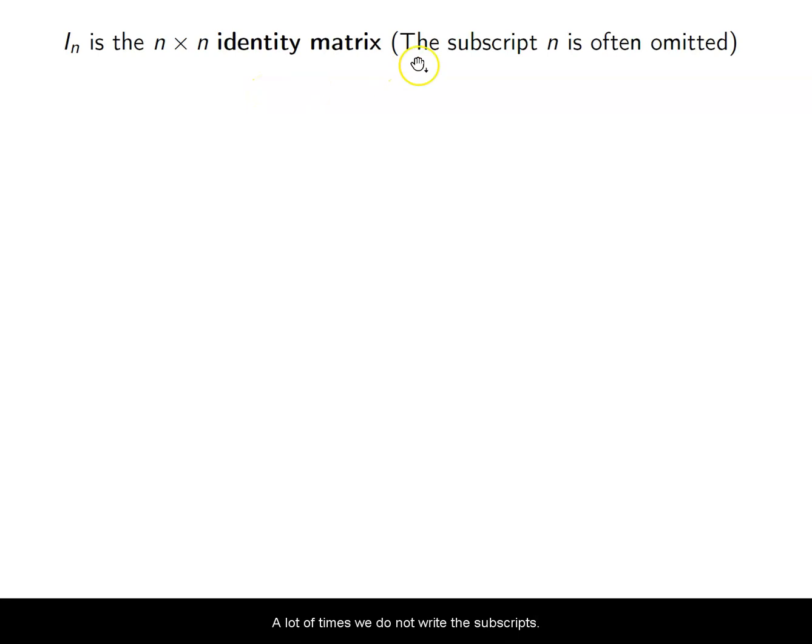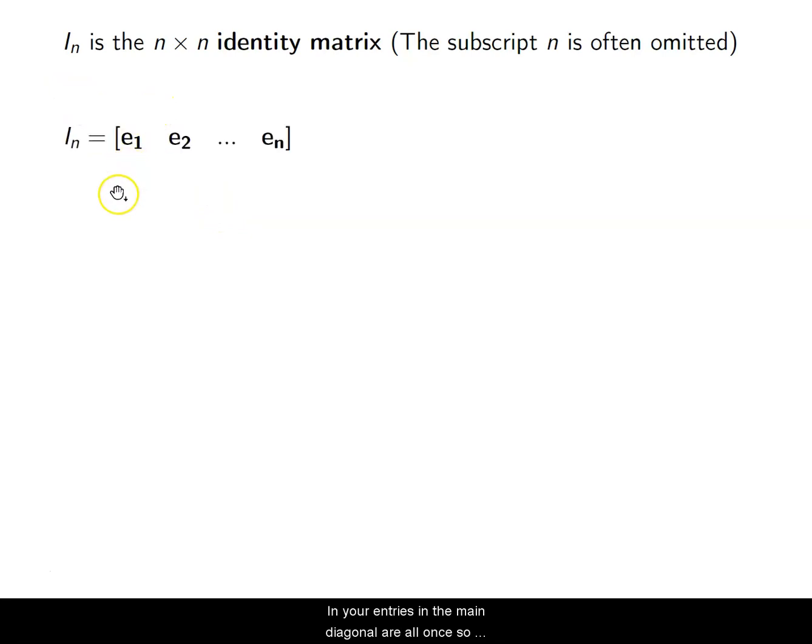You can only have the identity matrix as a square matrix. It has to be n by n. The dimensions of the rows and the columns have to be the same. A lot of times we do not write the subscripts. More often than not, you will not see it. You only write the subscript when you are trying to be rigorous in your definition of something. But generally, you can figure out what the dimensions of the identity are. The identity is zeros everywhere except along the main diagonal, and your entries in the main diagonal are all ones.